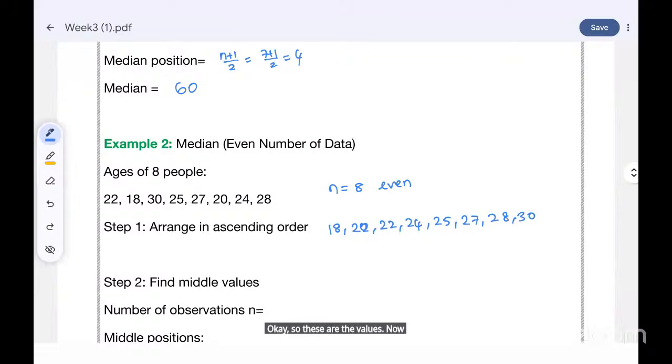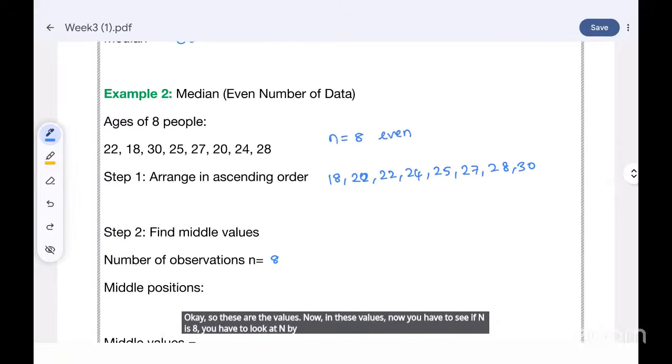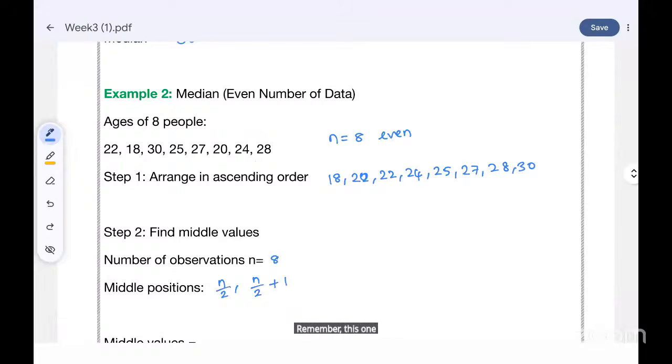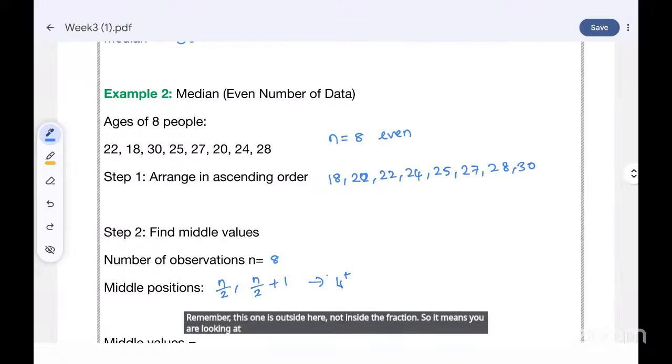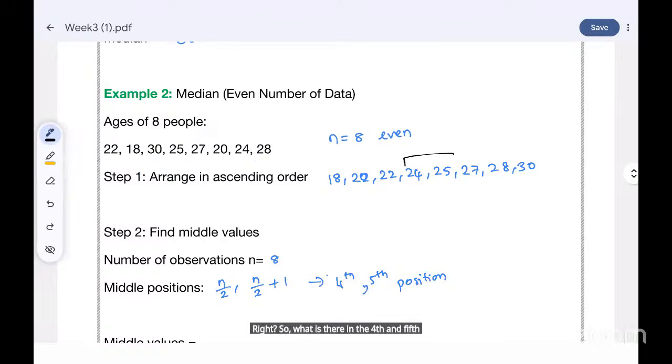Now in these values, if n is 8, you have to look at n by 2 and n by 2 plus 1. Remember this 1 is outside, not inside the fraction. So it means you are looking at the fourth and fifth position. Right? So what is there in the fourth and fifth position? 24 and 25.